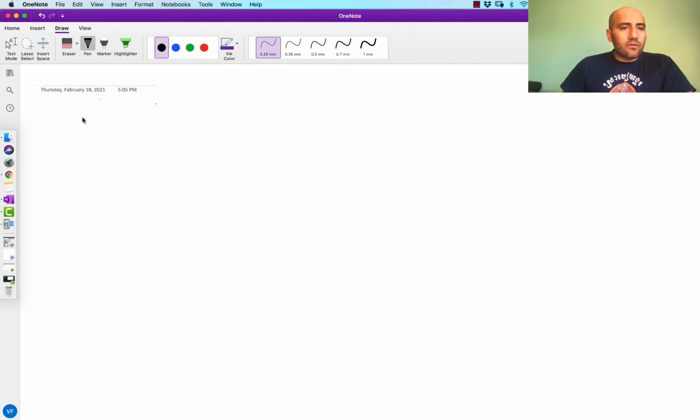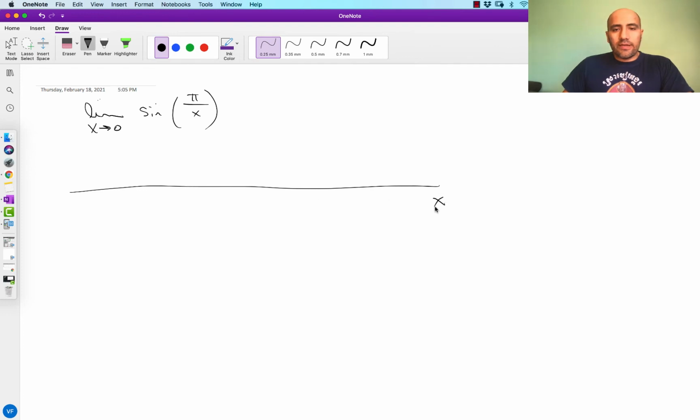All right, let's try another very famous example from calculus. The limit as x approaches 0 of sine of pi over x. Right, so find the limit as x approaches 0 of this. Okay, so let's consider the following. Let's say we let x, here's our number line, here's our x-axis, and here's 0.